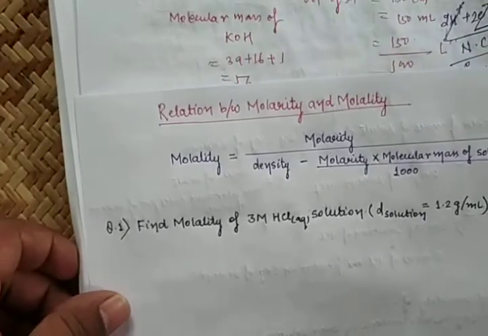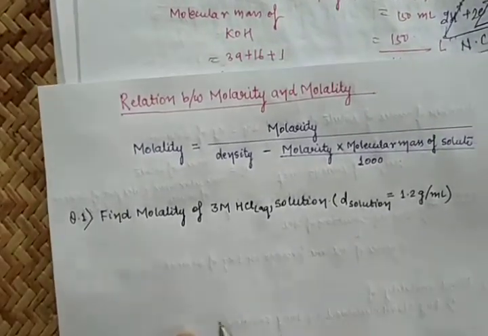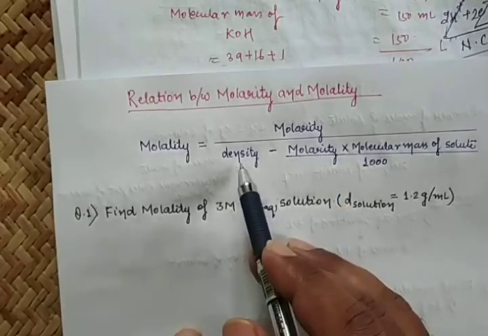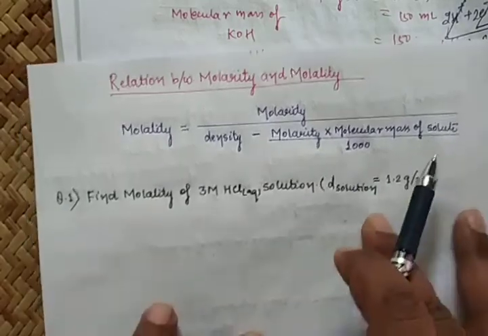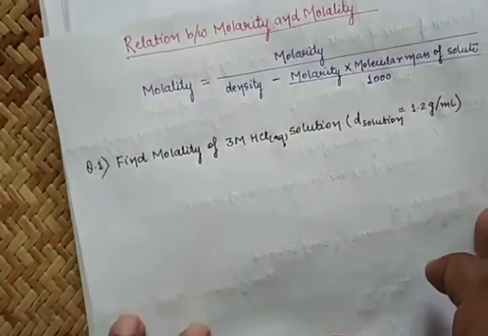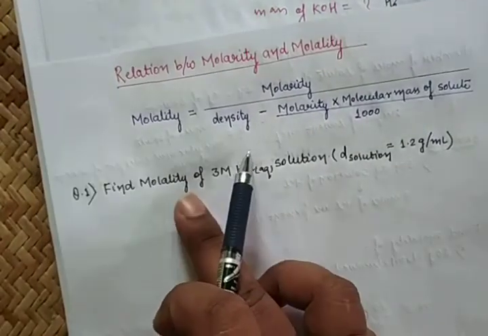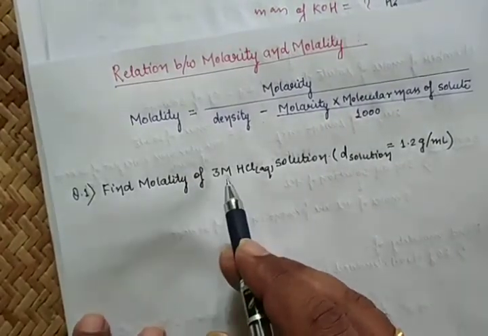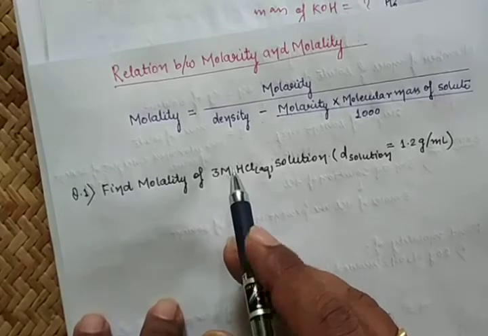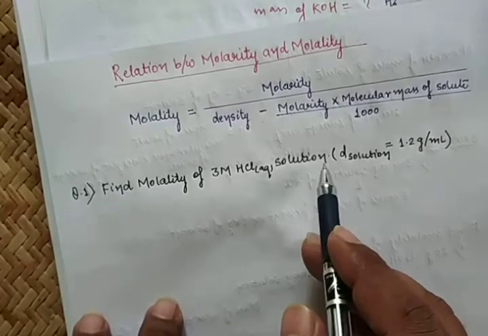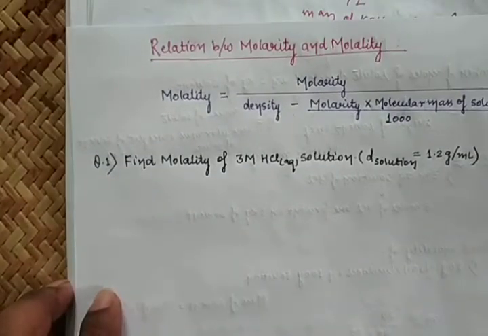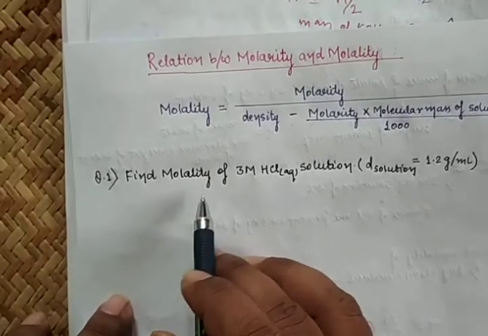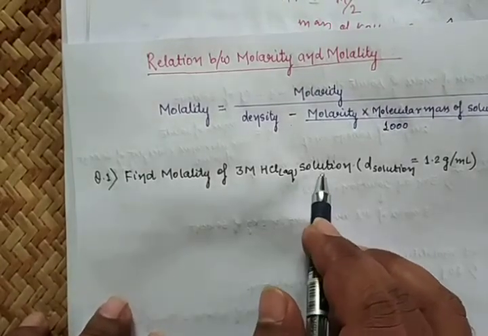Now the next is the relation between molarity and molality. Here is the formula you just learned: molality is equal to molarity upon density minus molarity into molecular mass of solute divided by 1000. Now the question is based on this relation. Find the molality of a 3 molar aqueous HCl solution. The density of the solution is 1.2 gram per ml.